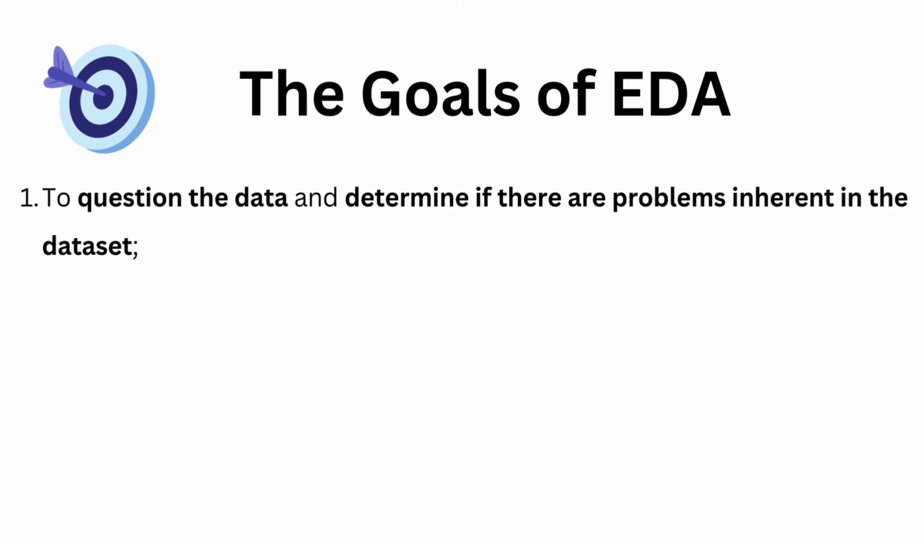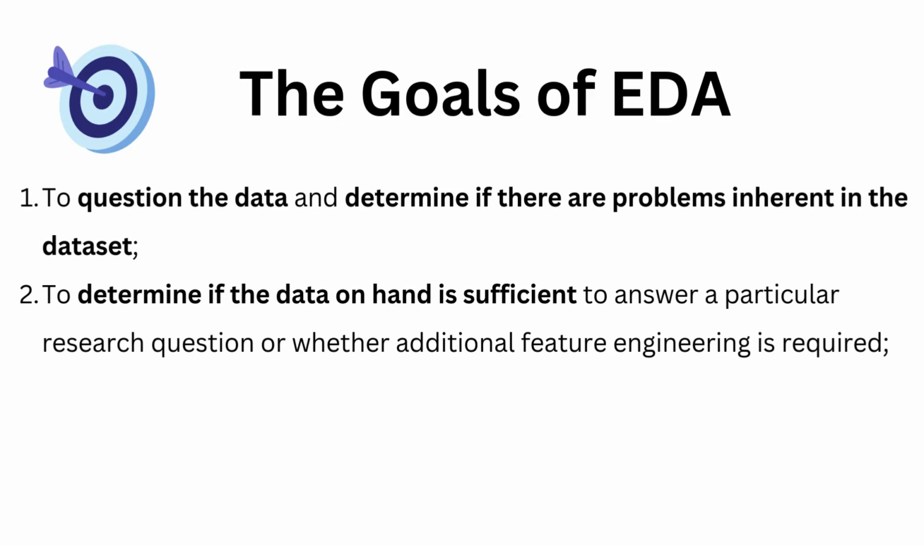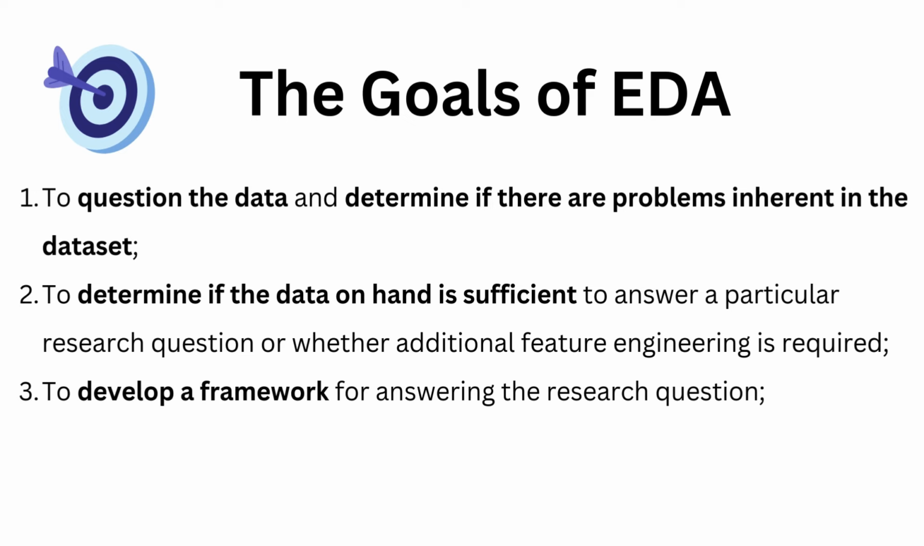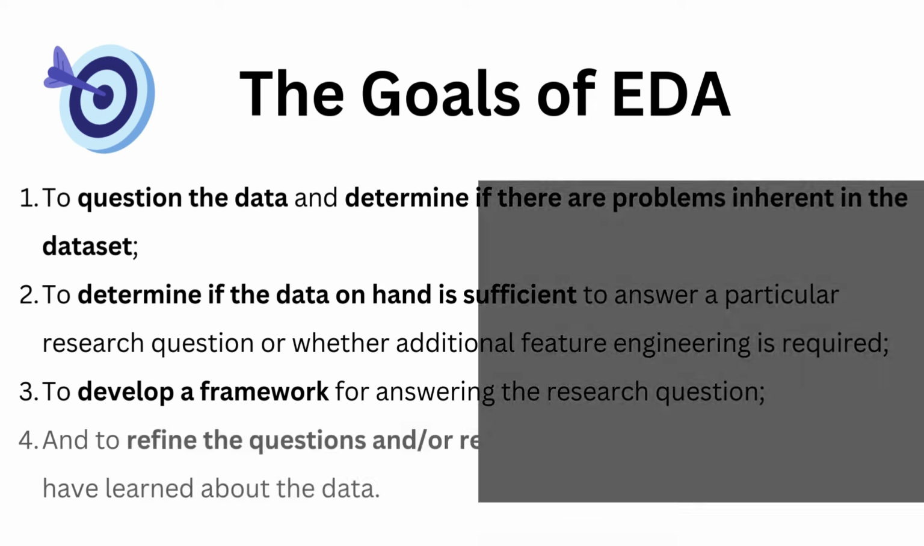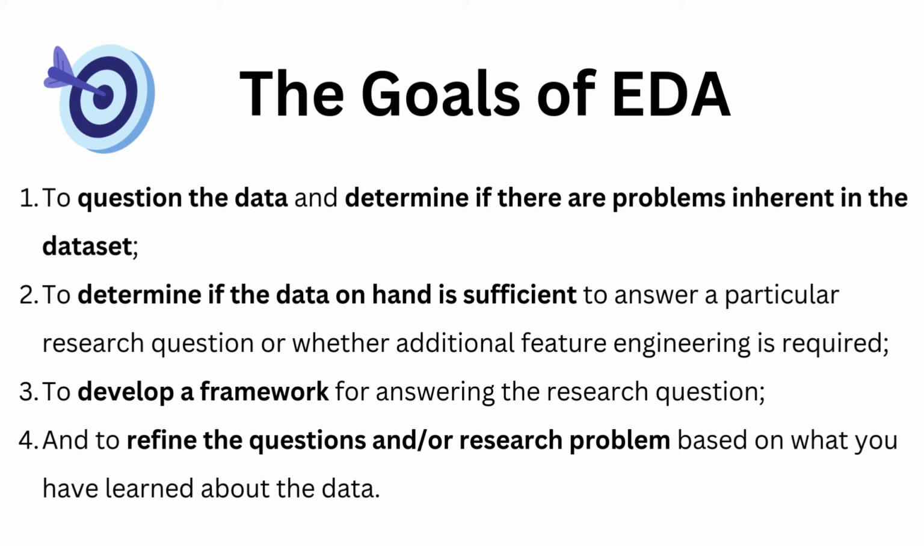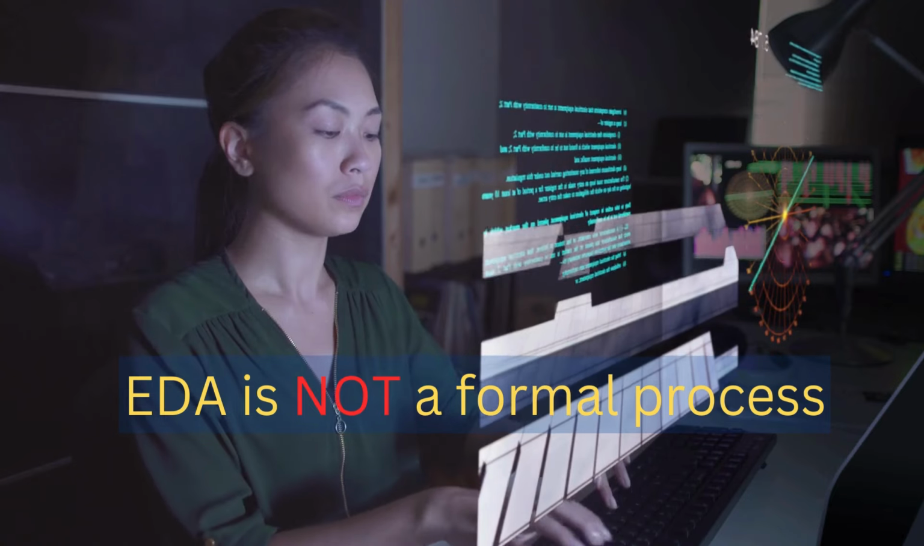A proper EDA hopes to accomplish several goals. 1. To question the data and determine if there are problems inherent in the data set. 2. To determine if the data on hand is sufficient to answer a particular research question or whether additional feature engineering is required. 3. To develop a framework for answering the research question. And 4. To refine the questions and/or research problem based on what you have learned about the data. As you can see, EDA is an iterative process itself.